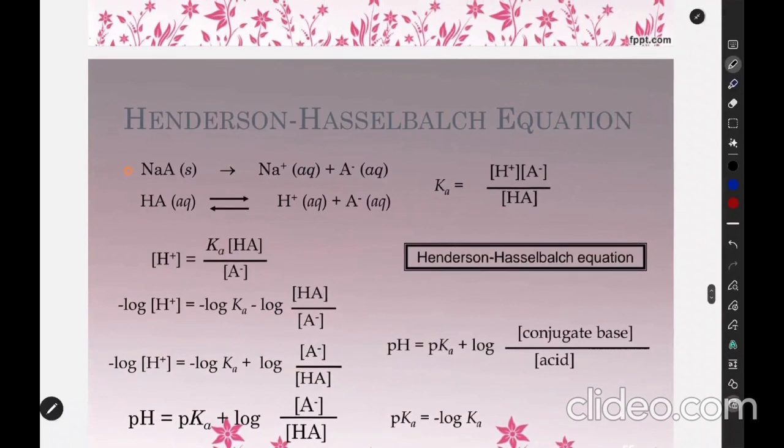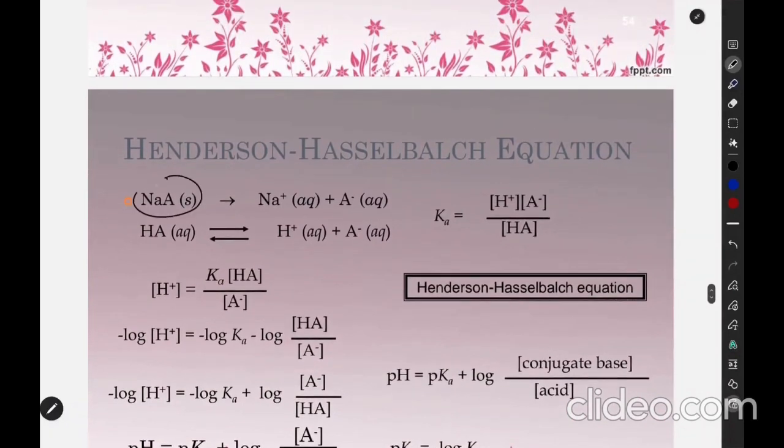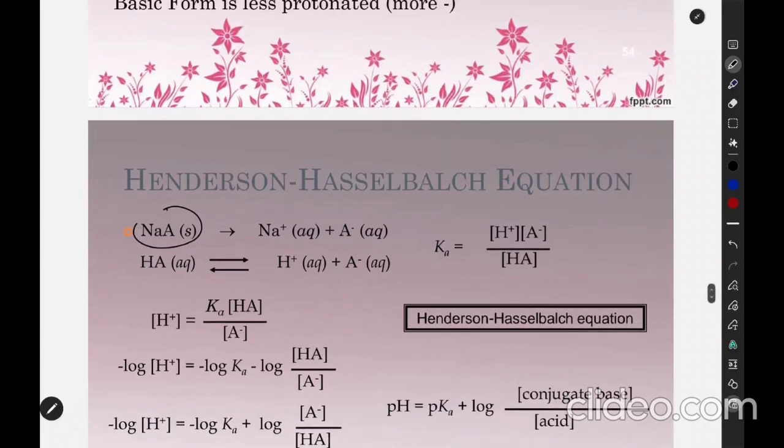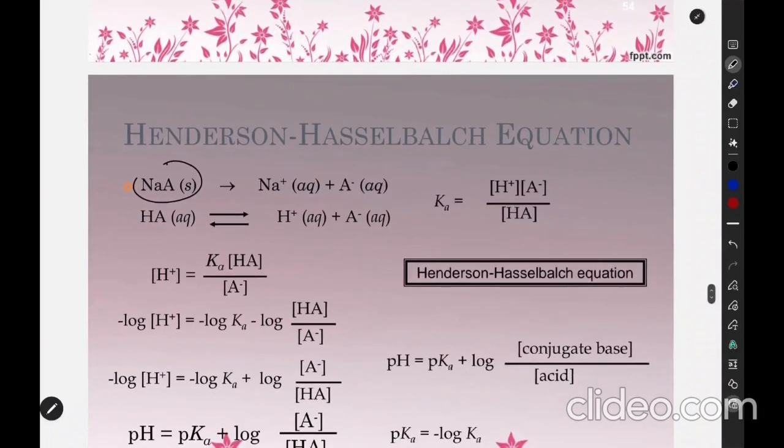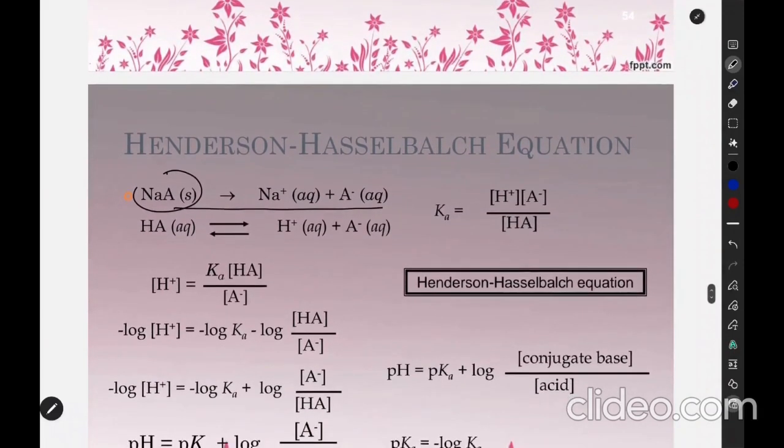Next, NaA dissociates and becomes Na plus, and it will also form A minus. So according to this dissociation equation, HA is the acid, which dissociates to become hydrogen ion and also conjugate base.